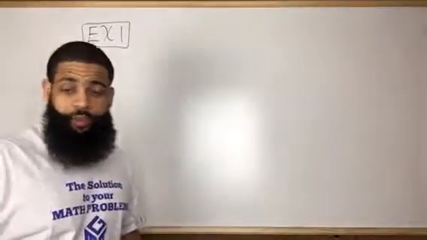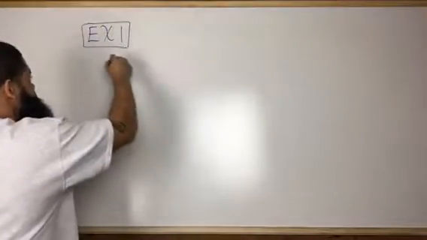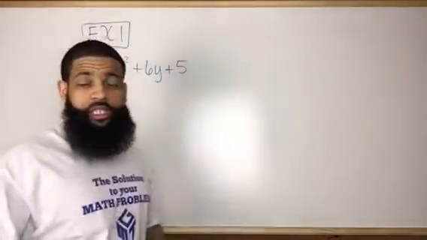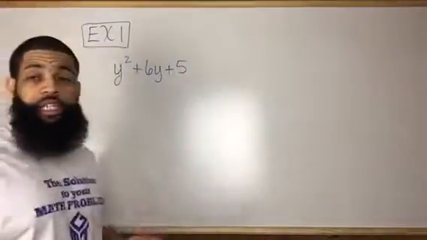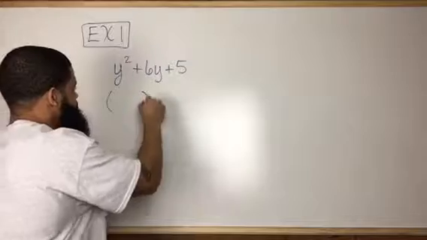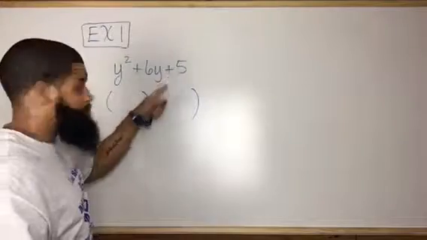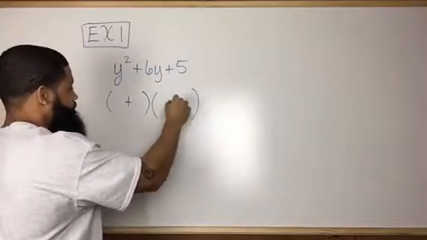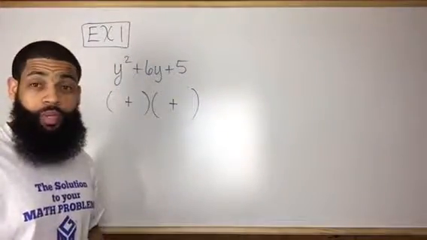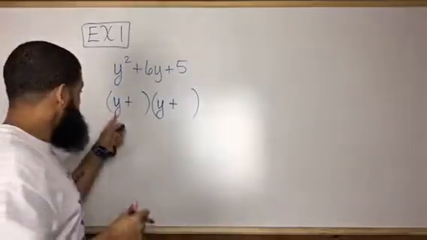Now, in my first example, I'm going to take y squared plus 6y plus 5. Notice with these examples, I'm only going to have a leading coefficient of 1. Since b is positive as well as c is positive, I'm going to put a plus sign here and a plus sign here. The only two things that I can multiply to get y squared are y and y. So I'm going to put y there and y there.